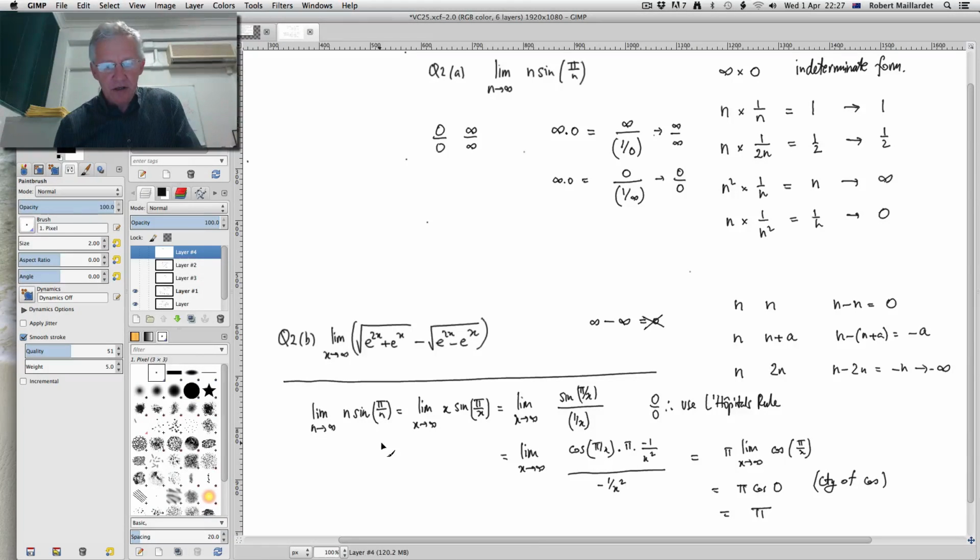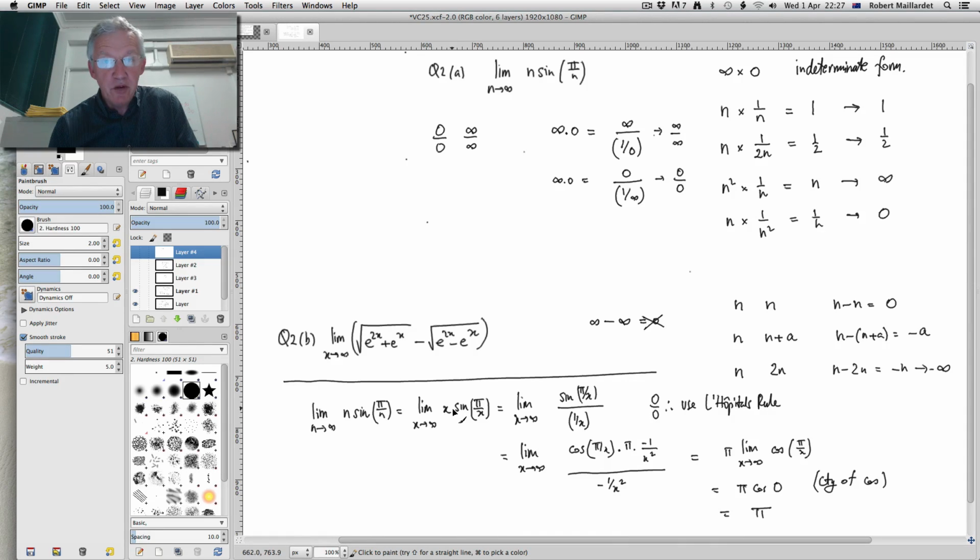Okay, welcome back, and let's just have a look at the solution to question 2, which hopefully you've already done. The limit as n tends to infinity of n times sine n. I'm going to use L'Hopital's rule, so I write this in terms of x because I want to think of it as a functional limit. So it's the limit as x tends to infinity of x times sine pi on x.